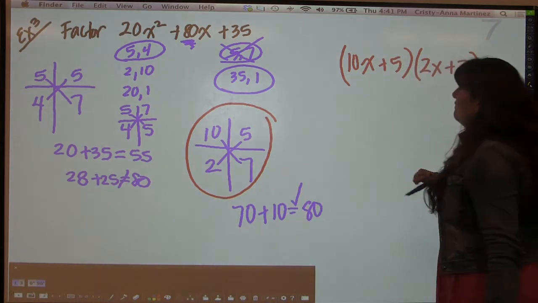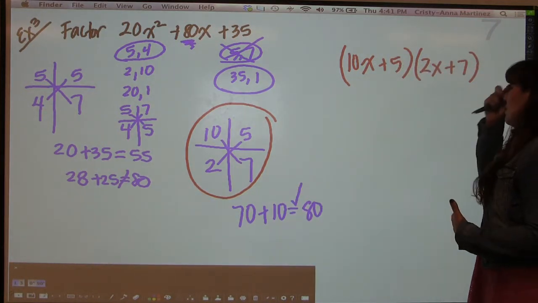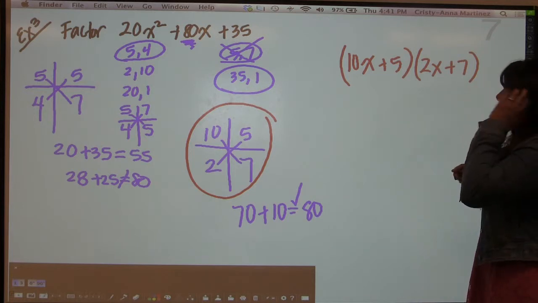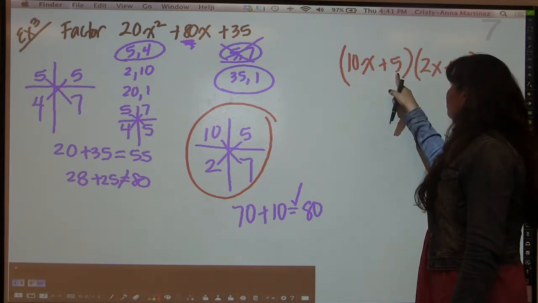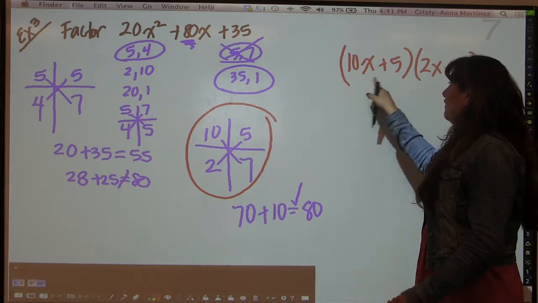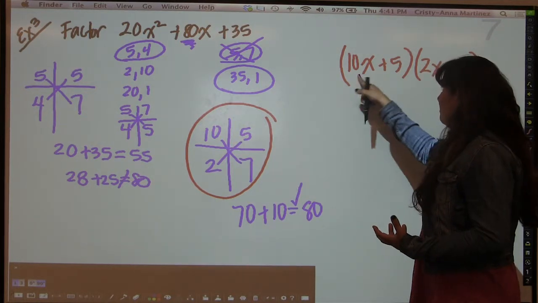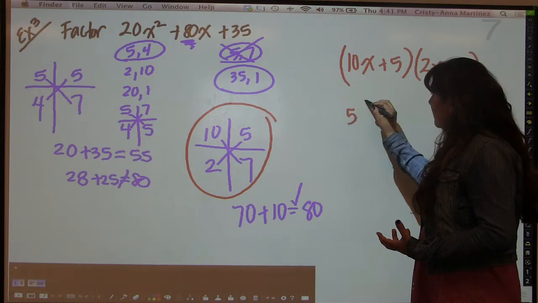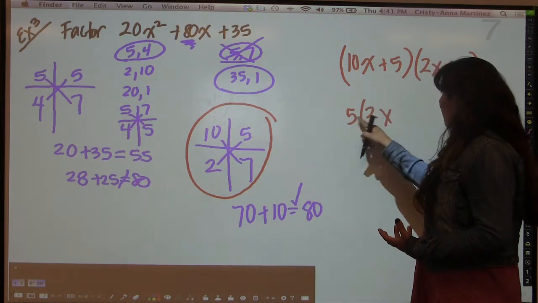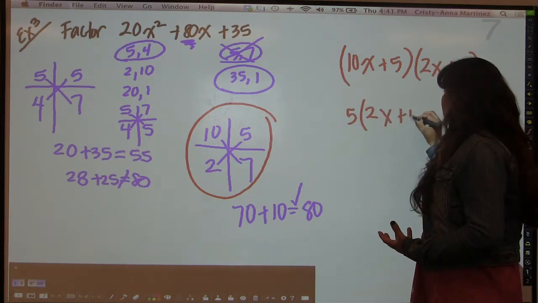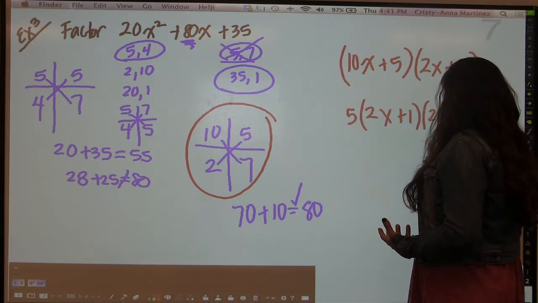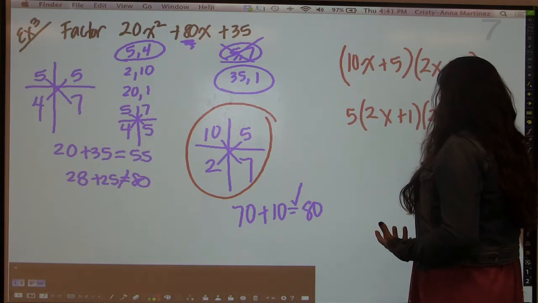And believe it or not, even though we're pretty much done factoring here, this is not completely factored because 10 and 5 still have something in common. Both of those numbers are divisible by 5. So you can further factor out the 5 that both of these have. So the 5 goes out, and I'll put a 2x here because 5 times 2 is 10x, and then plus 1. And this is my complete factorization.